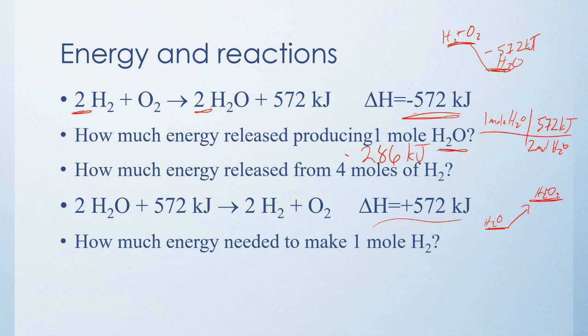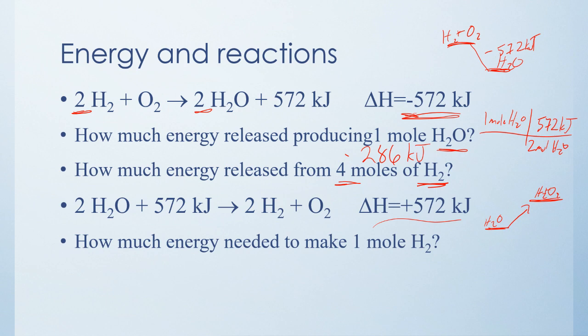I'm not going to get too excited about that. You do need to know that negative is exothermic and positive is endothermic. All right. If you had 4 moles of hydrogen, so let's say you needed to produce as much water as you could from 4 moles of hydrogen, and you assume unlimited oxygen, how much energy would that release?